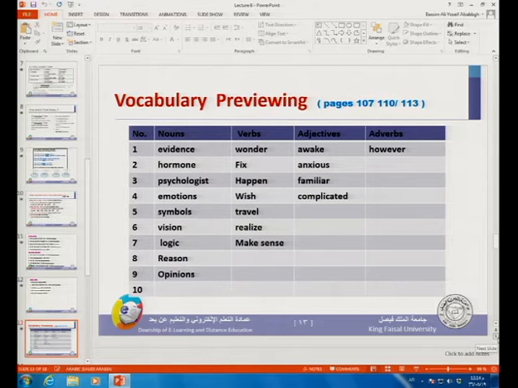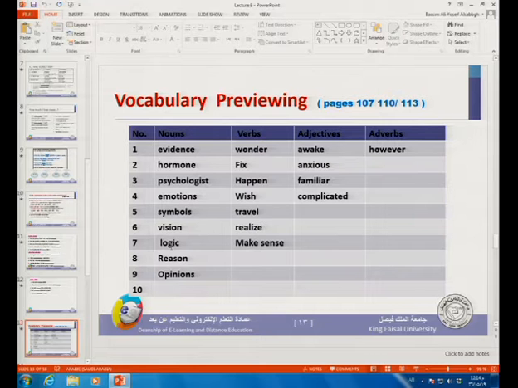Vocabulary preview. We have here new vocabulary to learn, and as we said in the exam, you will find questions like these. What does this word mean? The close meaning to this word is, and so on. So look at these nouns: evidence, hormone, psychologist, emotions. See, evidence, دليل, hormone, اللي هو الهرمون. Psychologist, from psychology. Emotions, your feelings. Symbols, إشارات, and vision. Alright.